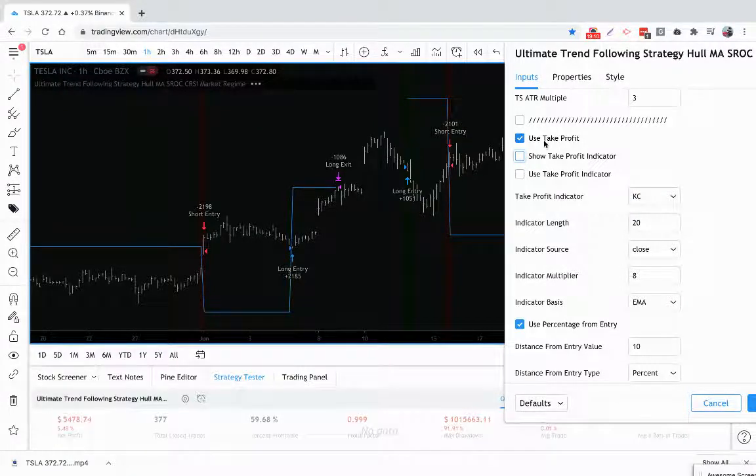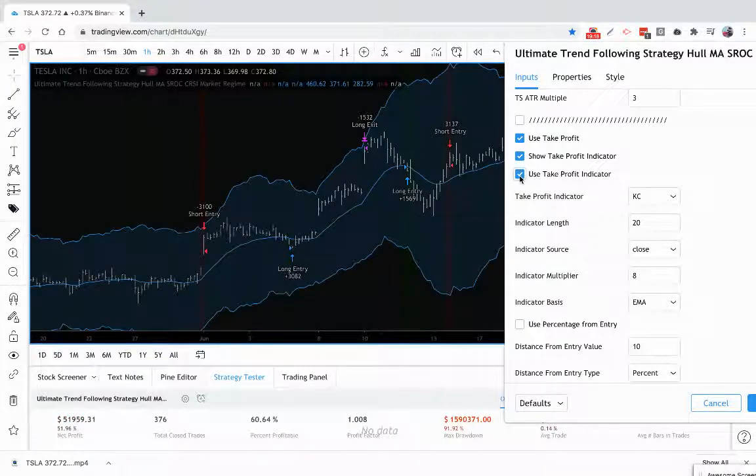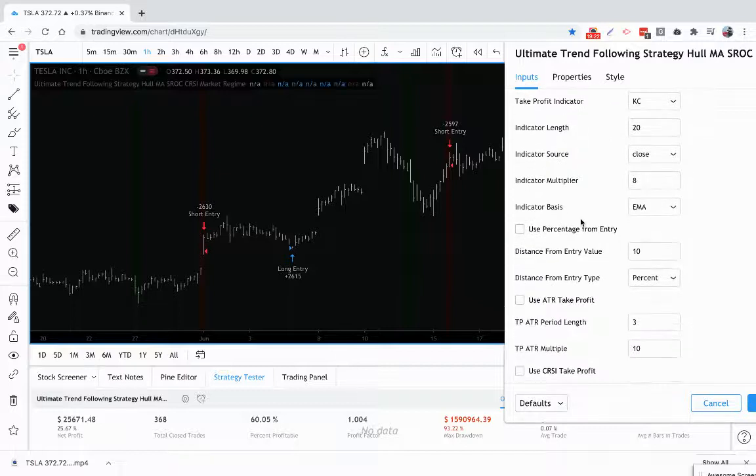One thing you do have to have, though, is you always have to have these use take profit on, whether you want to use this percentage from entry or the Bollinger Band or Keltner channels. With the percentage from entry, you can also do ticks or pips if you trade Forex or stocks too, or futures.